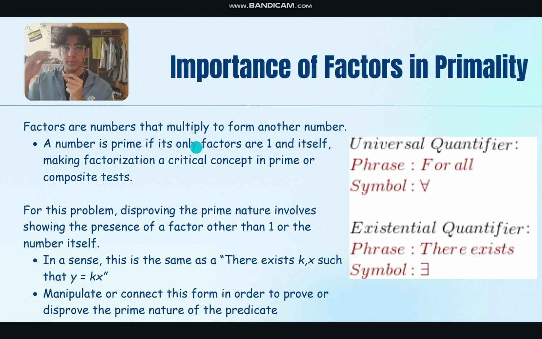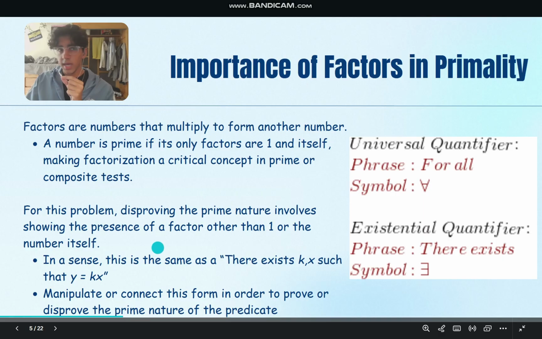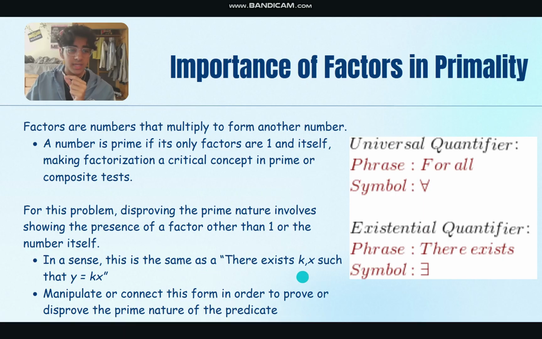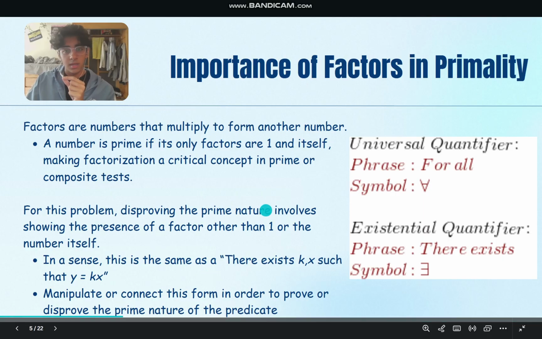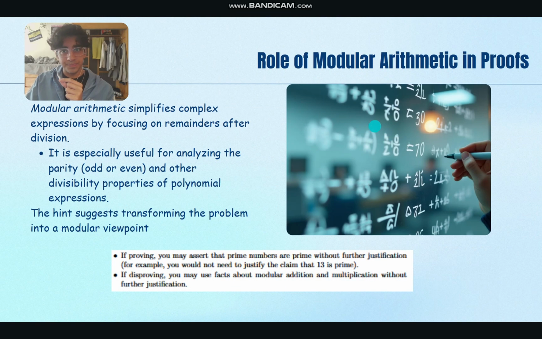And in the way that we've been taught in EECS 203, we can think it through as a there exists proposition. So if we're disproving that a number is prime, there exists a k and an x such that y is equal to kx, where that's not the number y and 1 itself.